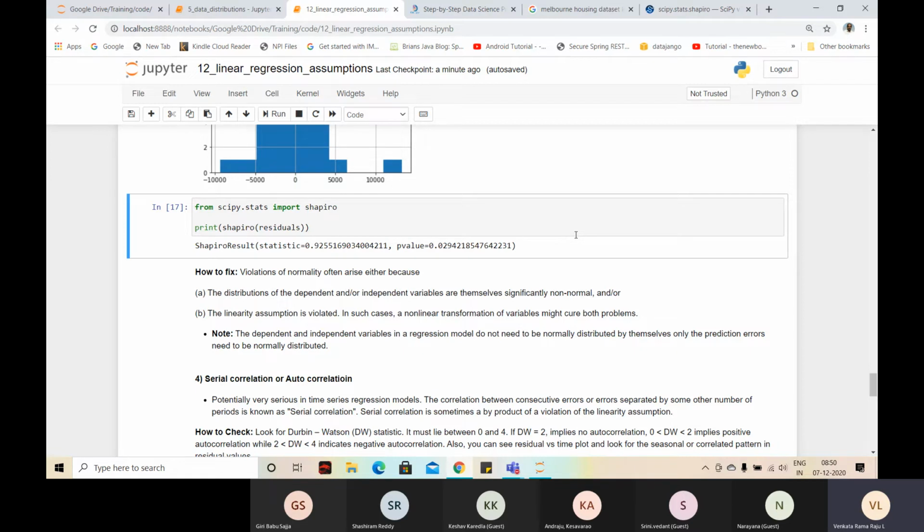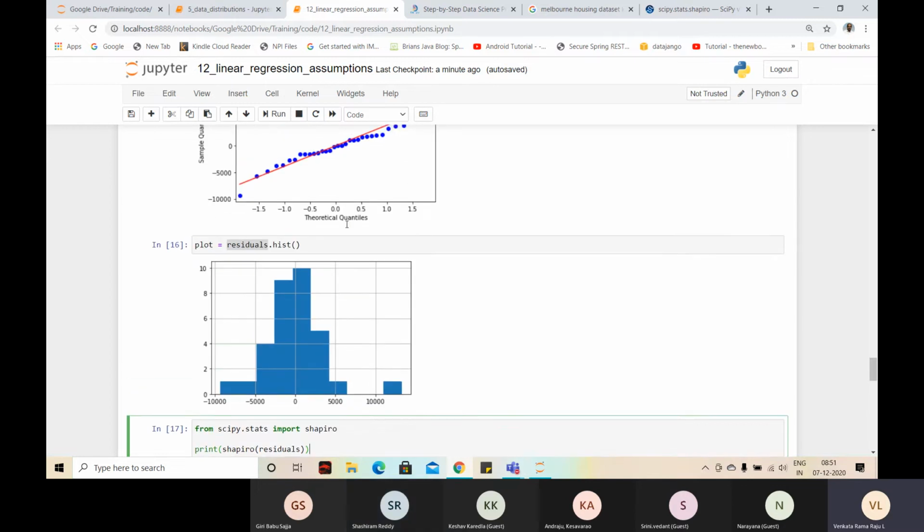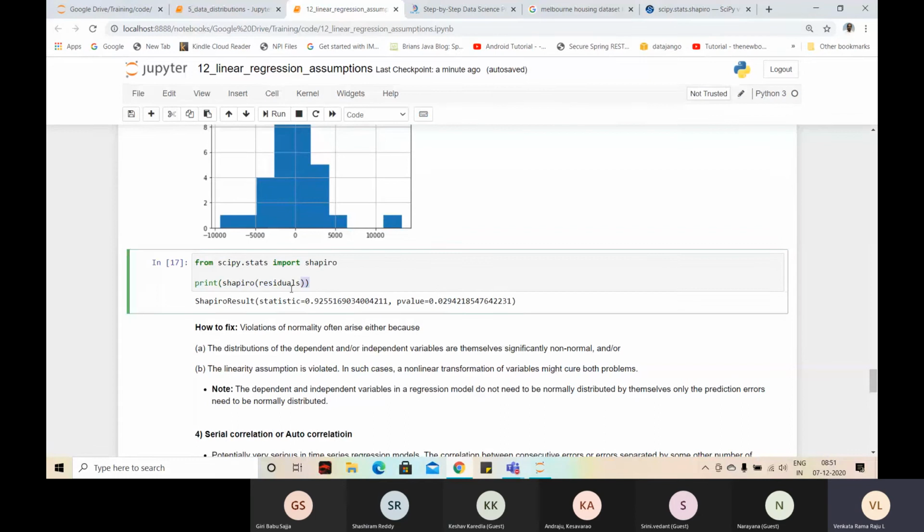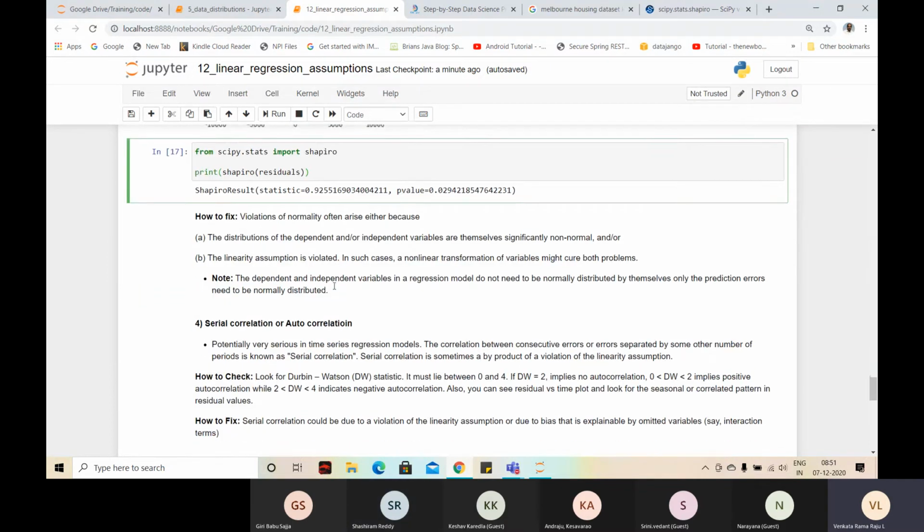In this case, the test is not reliable. We should be relying on the QQ plot kind of stuff. When data is less, plots are better. When data is huge, you should go with these numerical tests.